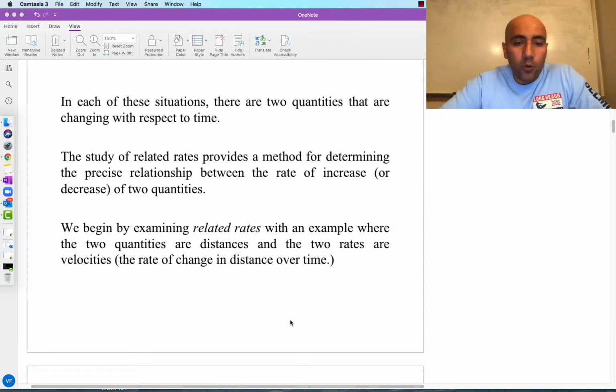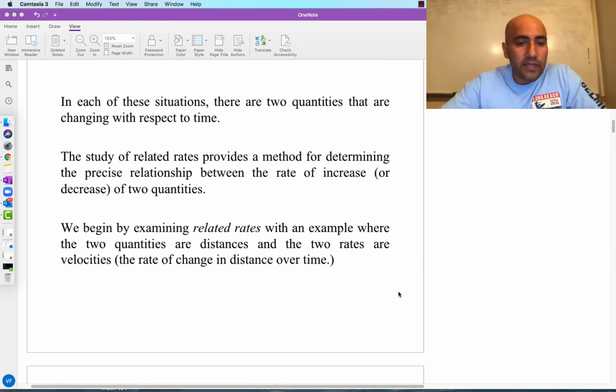So this first example will involve distances and two rates of velocities. Remember that the first derivative of a distance function is speed. The second derivative of a distance function is acceleration.